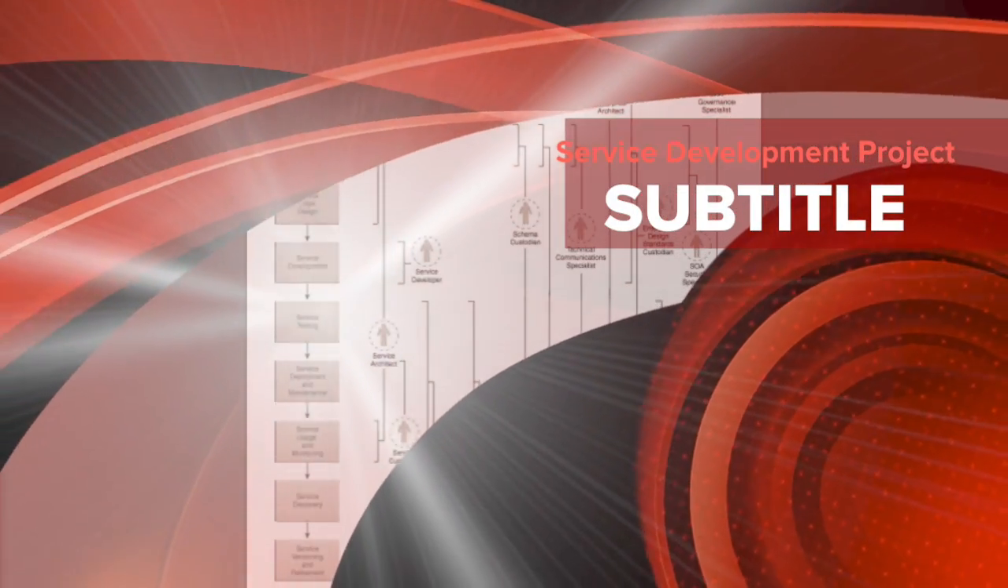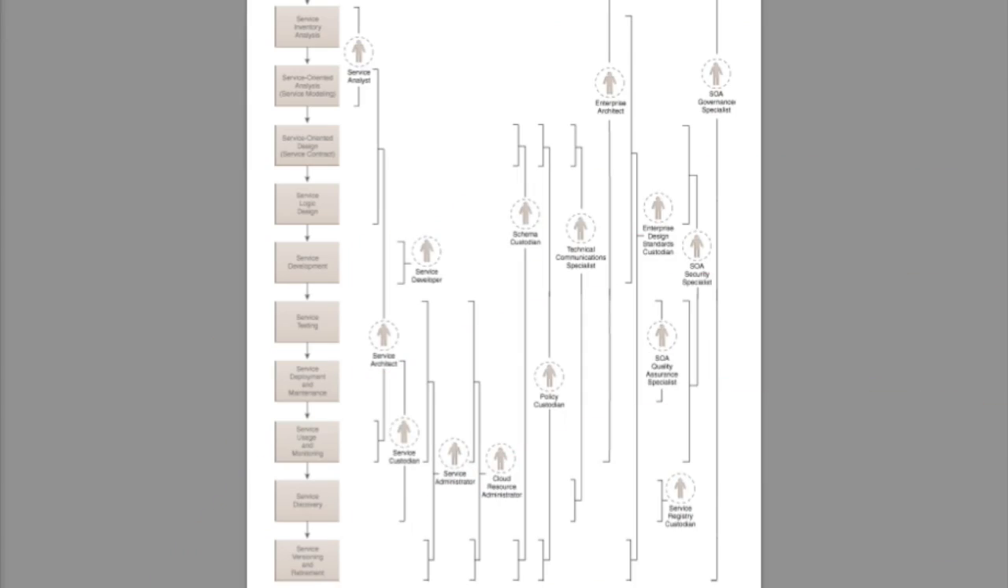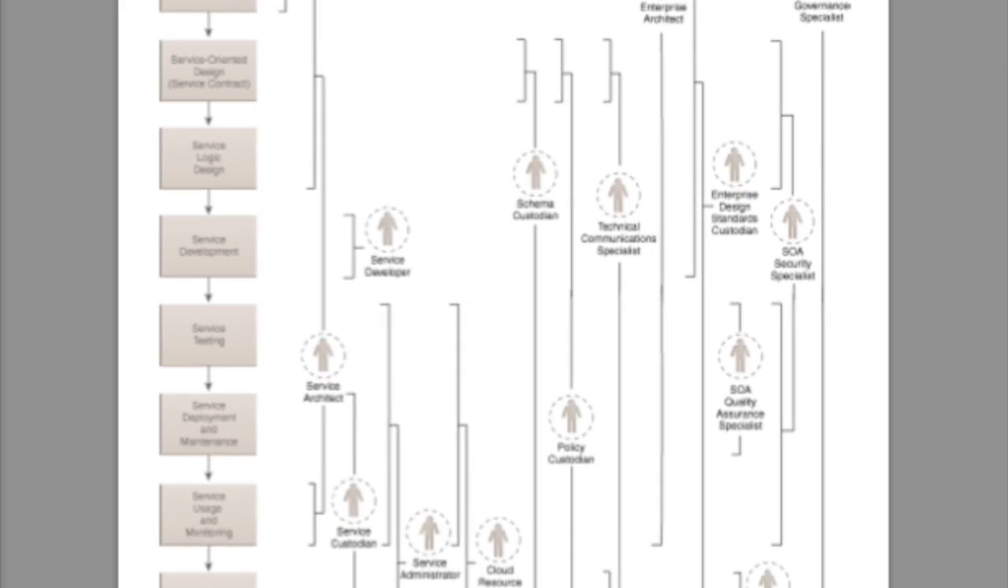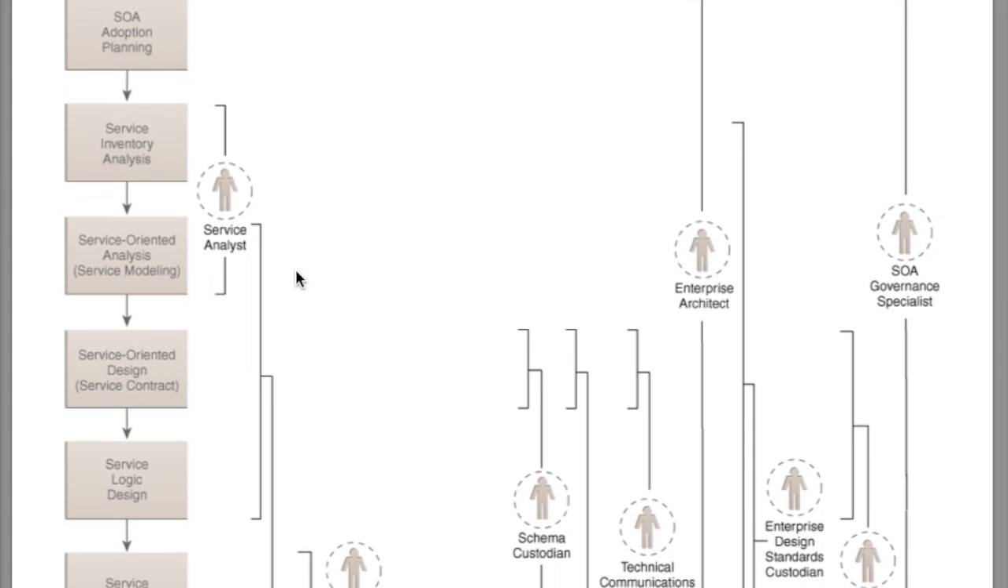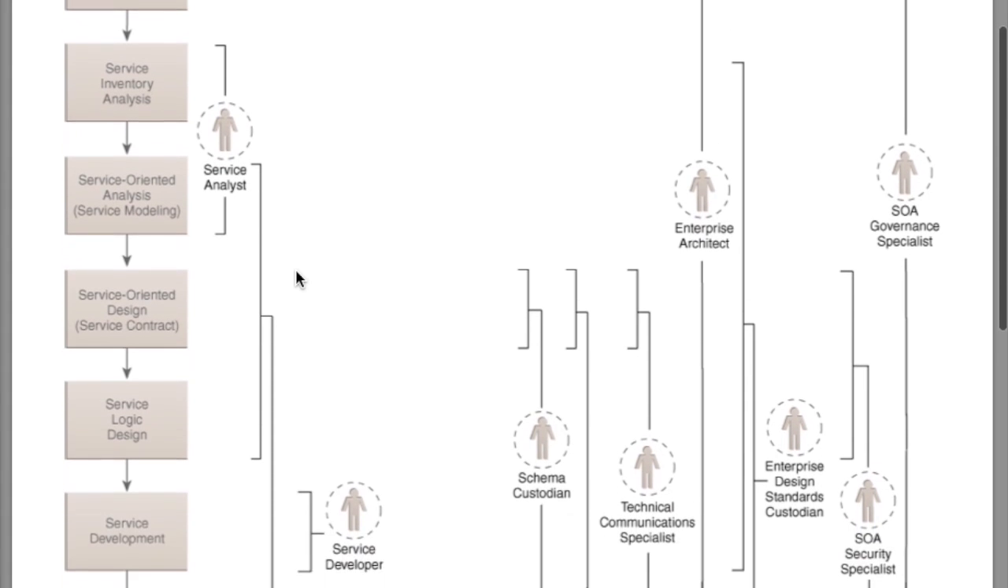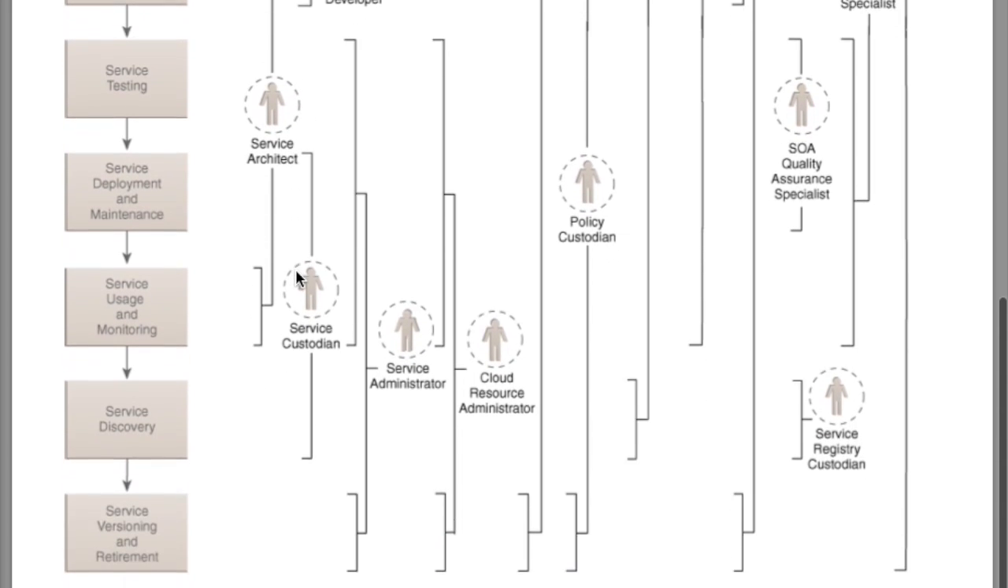This demo is about the adoption of SOA architecture in large organizations. If you see this picture here, which is taken from Thomas Erl's book on SOA governance, it shows you the different project phases and the people involved. If I zoom in a little bit, you can see that there are quite a few people and different roles involved in the different project phases.